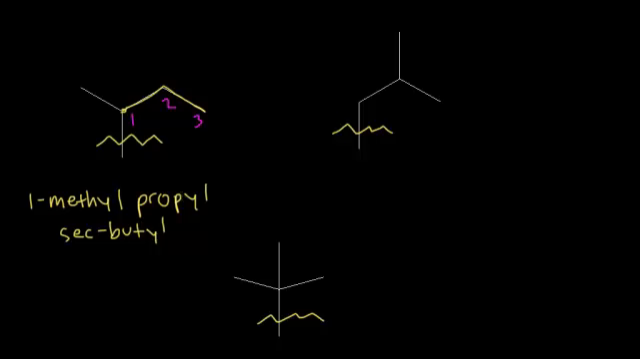Let's do the next one. So 1, 2, 3 again. So when I number it 1, 2, 3, I can see that it would be propyl once again. So I go ahead and write propyl here. And what is coming off of that group, right? Well, I have a methyl group coming off of carbon 2 this time.